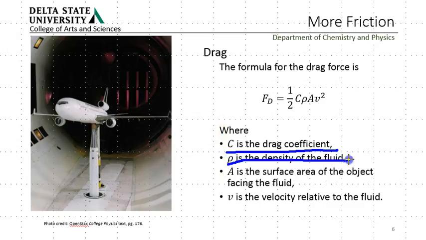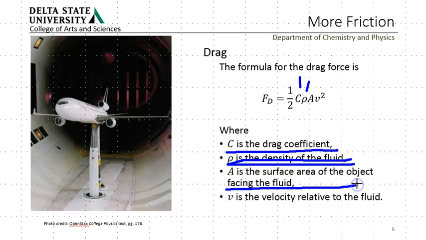Rho is the density of the fluid. So air is much denser than you would think it would be. It's about 1.3 kilograms per cubic meter. We don't think of air as having much weight, but 1.3 kilos per cubic meter, that's actually non-trivial, right? So we have the drag coefficient, we have the density of the fluid you're going through.